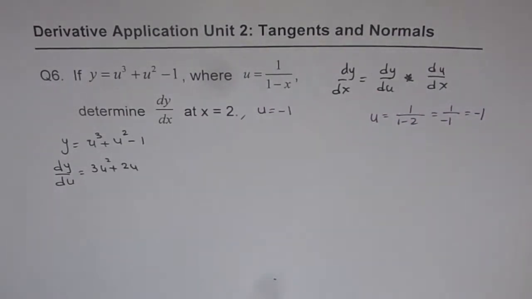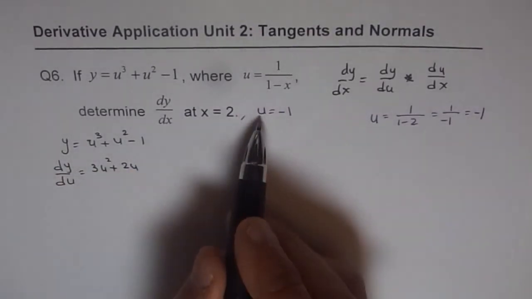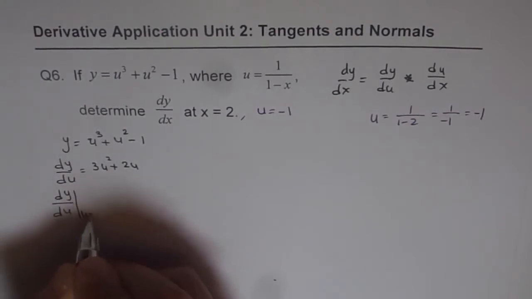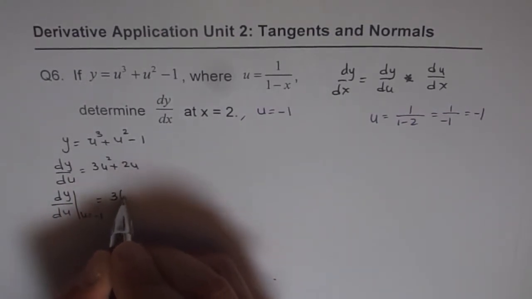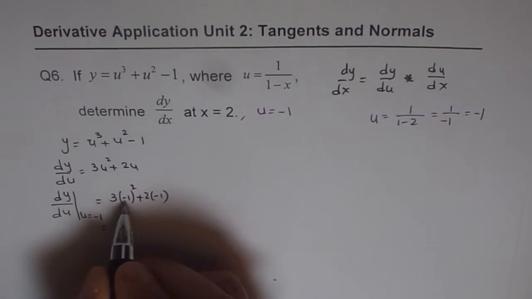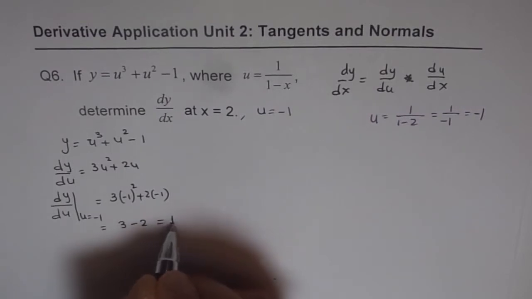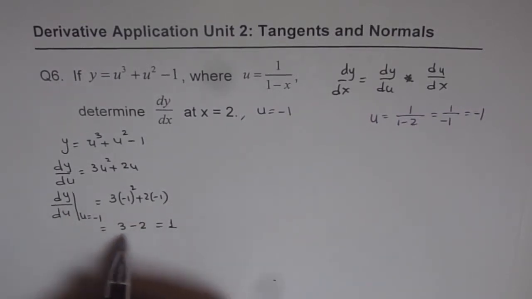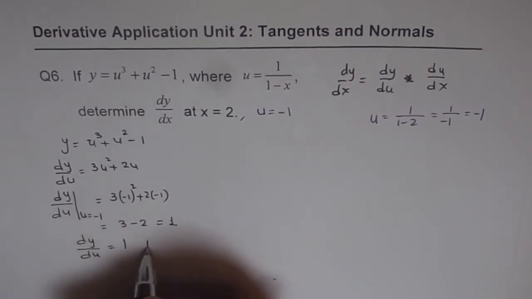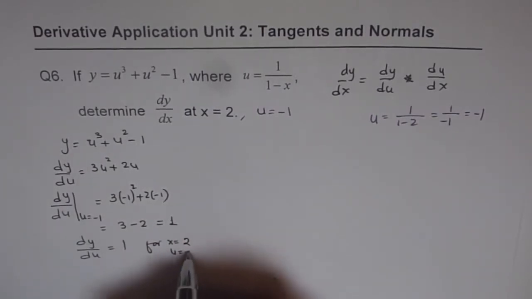Do you see that? So we'll try to find the value of dy/du when u is minus 1. So dy/du when u equals minus 1 is equal to 3 times minus 1 squared plus 2 times minus 1. Minus 1 squared is plus 1, so we get 3, and 2 times minus 1 is minus 2, so the value is 1. So we have dy/du equals 1 for x equals 2, or u equals minus 1, correct?